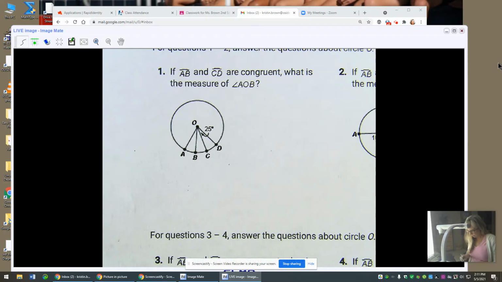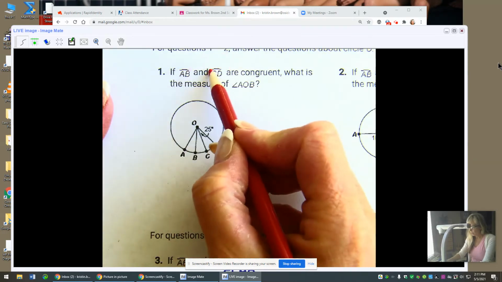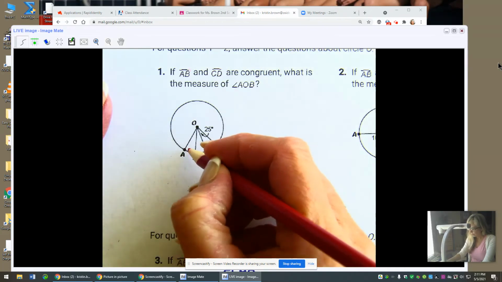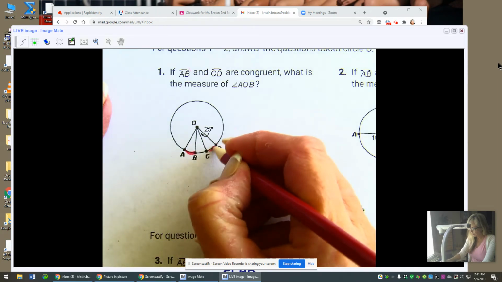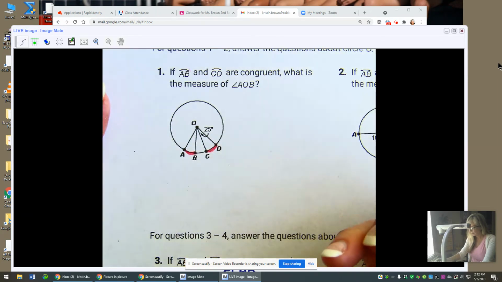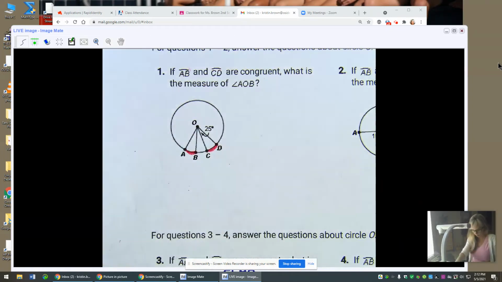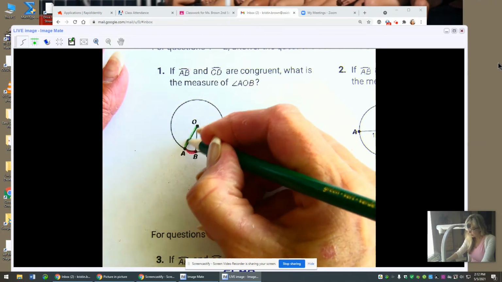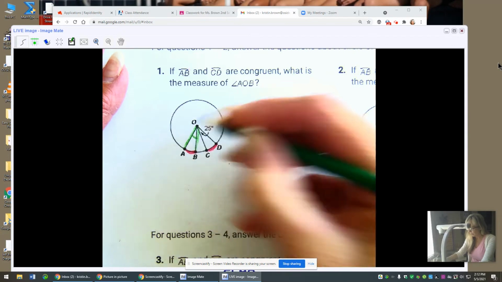All right, they say arc AB and arc CD are congruent. So arc AB, I want to mark that. This is congruent to this one. What is the measure of angle AOB? So we're looking for A to O to B. We're looking for this angle right here.